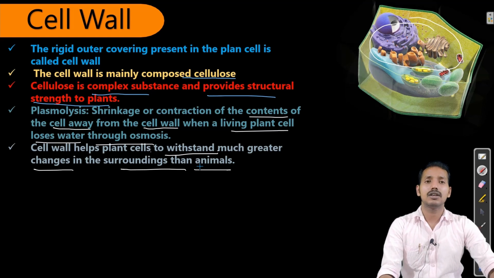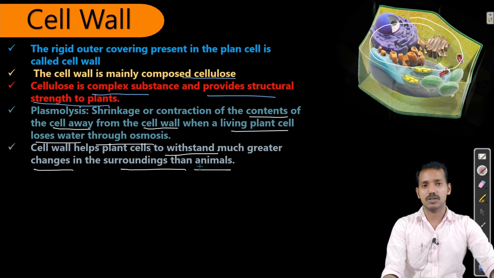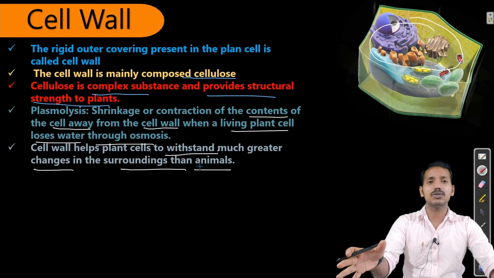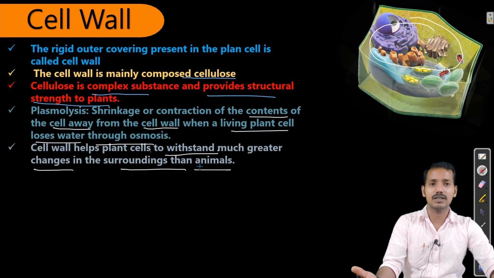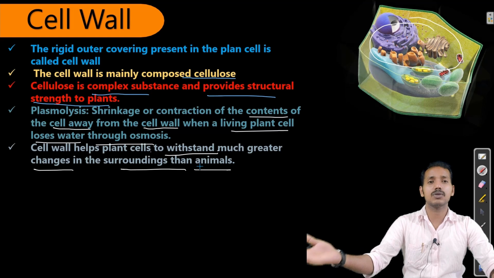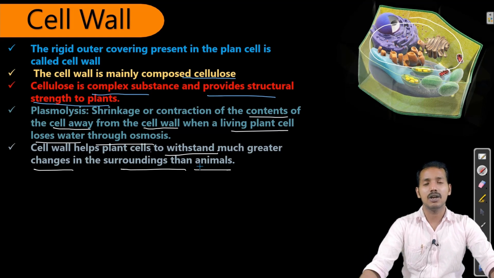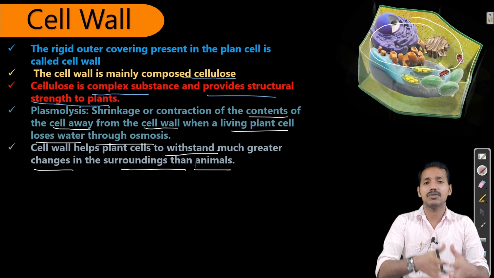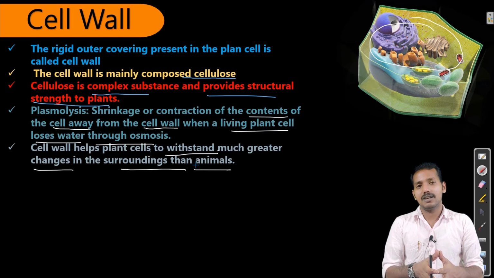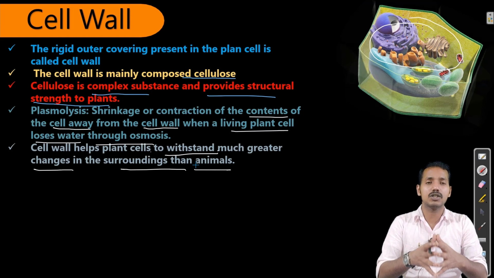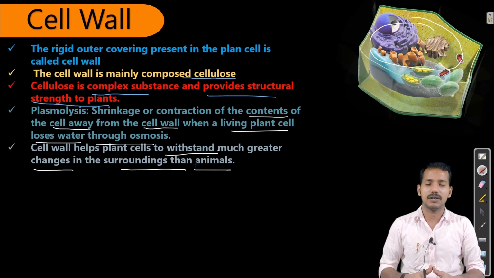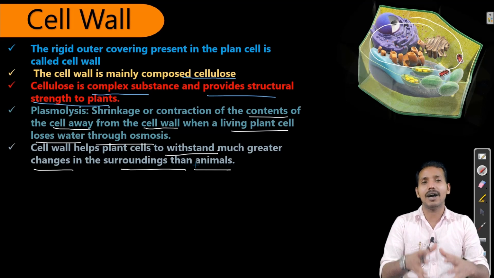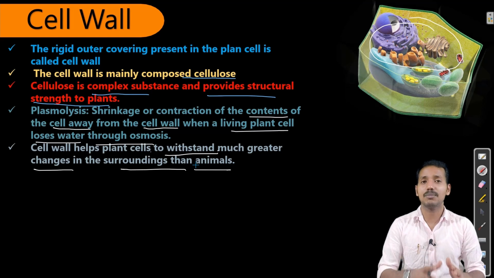This is not only for losing water by osmosis. We know that plants are immobile. That means they are exposed to various changes in the climate like temperature, pressure, and they are exposed to heavy rain, wind, etc. So they need some strength to protect their body from these changes. That means the body of the plant should be much stronger than that of animals. This strength is provided by the cell wall. So the cell wall is only present in plant cells.